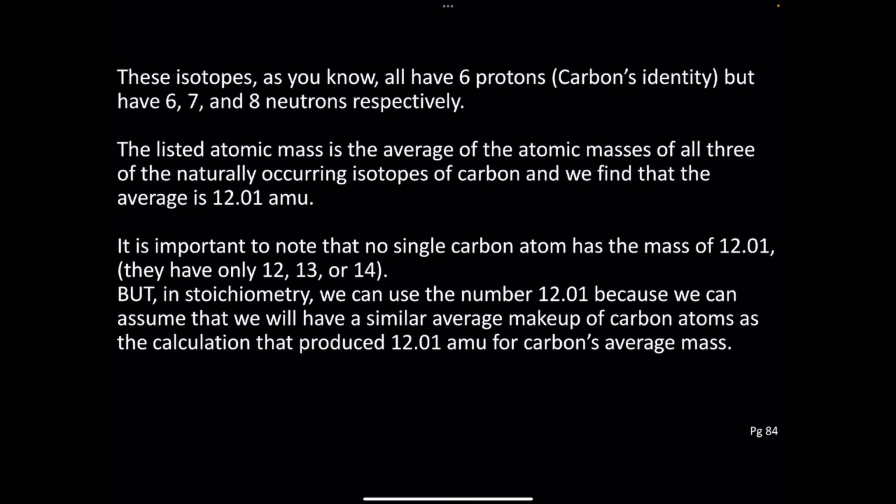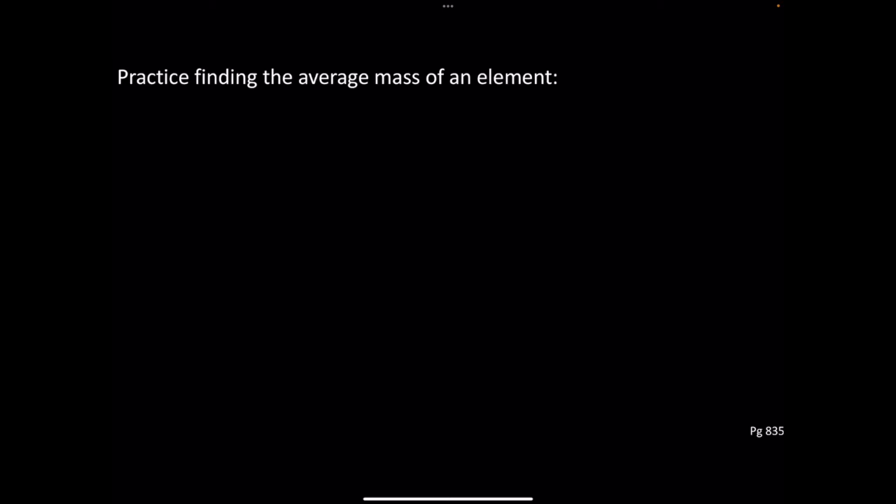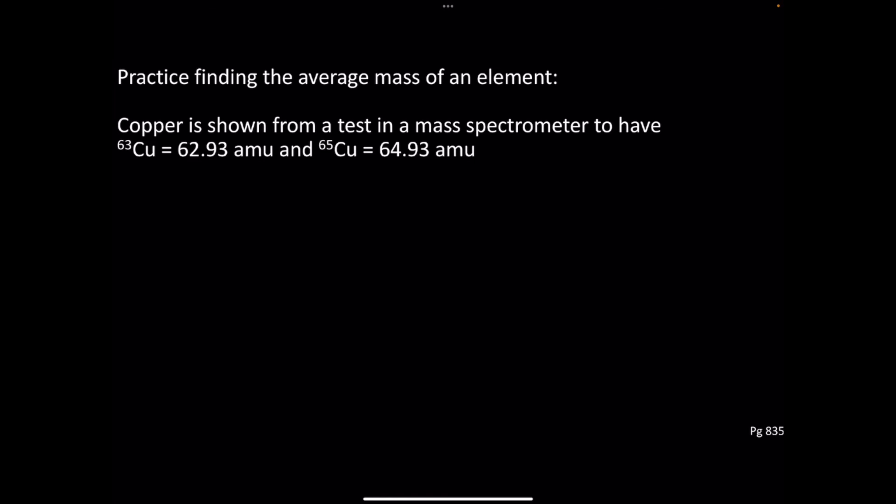However, in stoichiometry, we will use the number 12.01 because we can assume that we'll have a similar average makeup of carbon atoms as the calculation that produced 12.01 atomic mass units for carbon's average mass. So the way carbon exists in the atmosphere, or in life around us, in terms of those isotopes, is what we can assume we will have in the makeup of any stoichiometry or chemical reaction that we have using carbon.